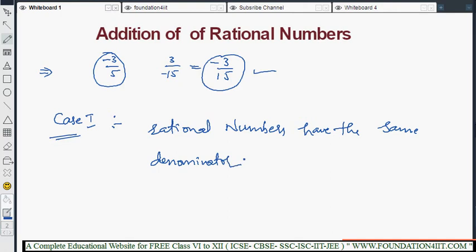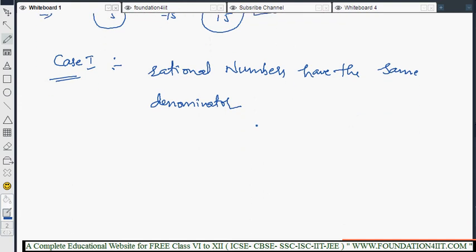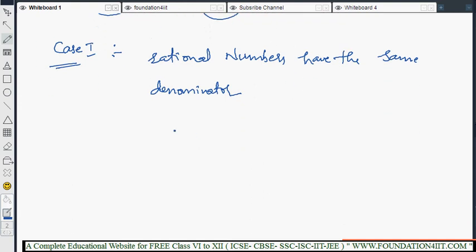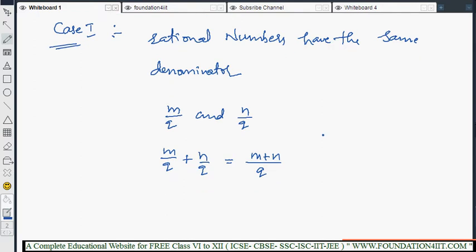Then the sum of the two rational numbers: if the denominators are the same, they are in this form, like m by q and n by q. Because the denominators are the same, if you want to add both, m by q plus n by q, we don't add the denominators. We just add only the numerators. So m plus n by q, if the denominators of the rational numbers are the same.